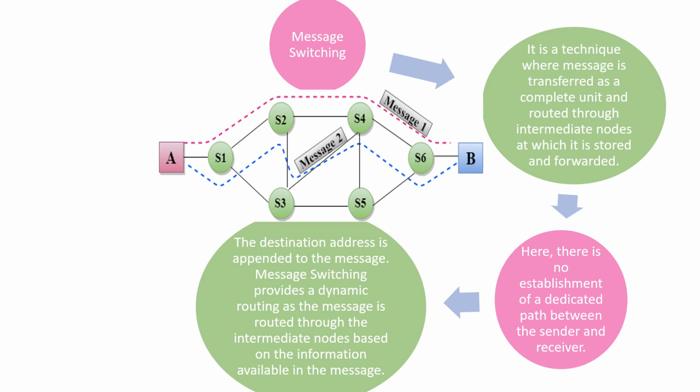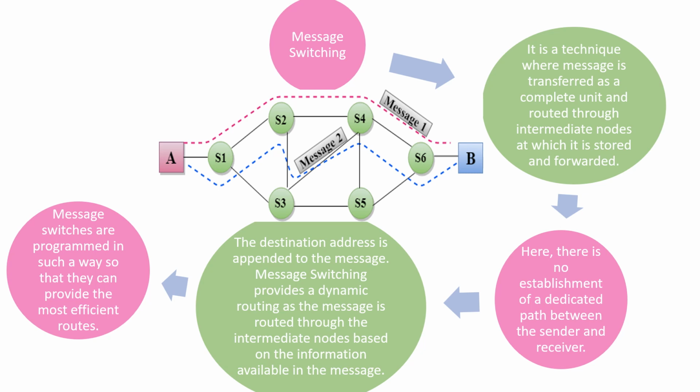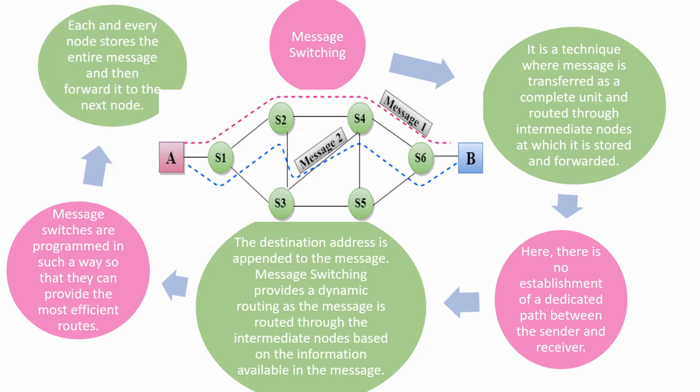Here in the diagram also we can see where A is the sender and B is the receiver. Message 1 takes a different route and message 2 takes a different route. So this is based on that the message switches are programmed in such a way that they can provide the most efficient route. So based on that the message switches behave, and each and every node stores the entire message and then it forwards it to the next node. So this is the difference between message switching and circuit switching, where there is a dedicated path between the sender and a receiver.